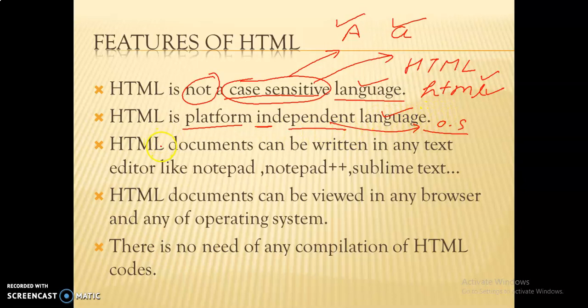Now the third point is HTML documents can be written in any text editor, like Notepad, Notepad++, Sublime Text, etc. It means we can write our code in different text editors. Fourth point, HTML documents can be viewed in any web browser and any operating system, as we have discussed in the previous slide. That's why we are saying platform independent.